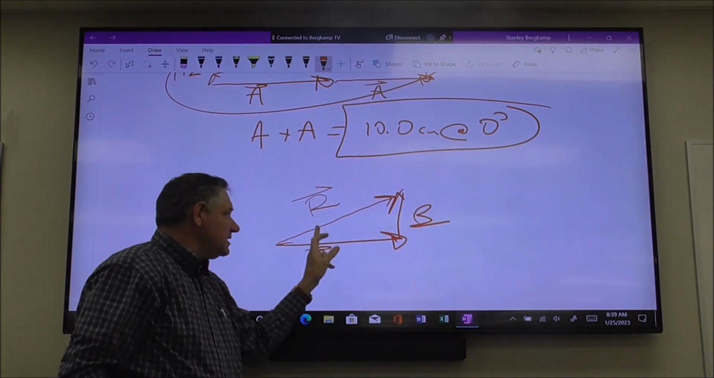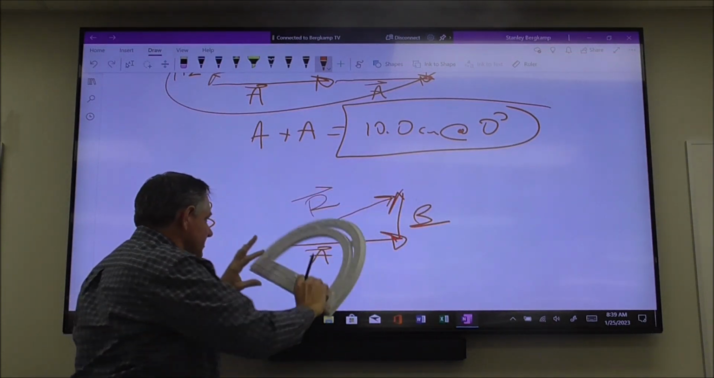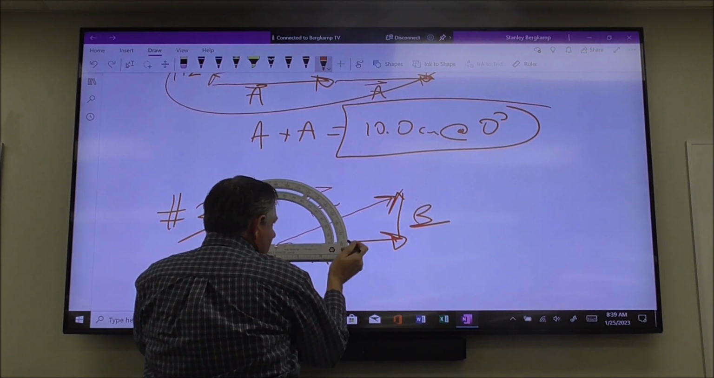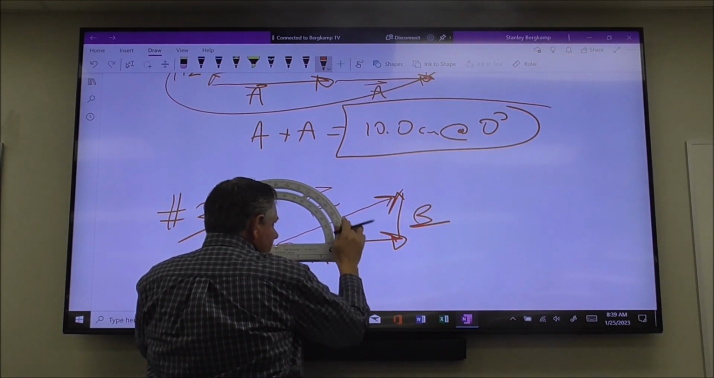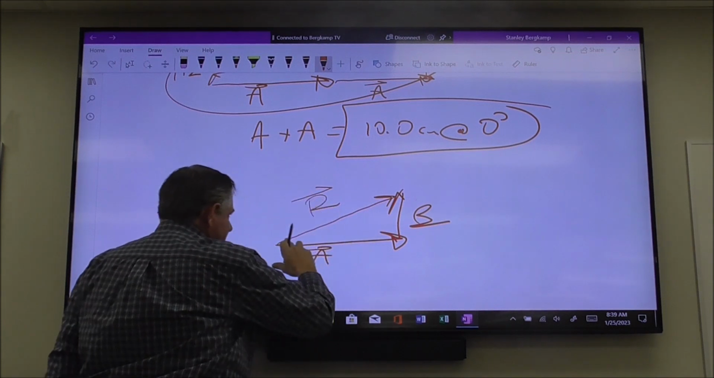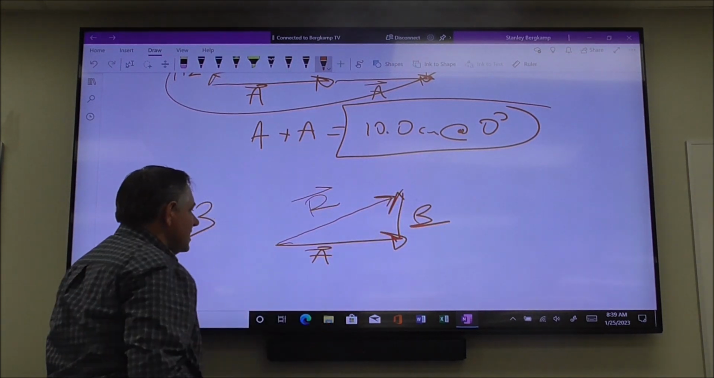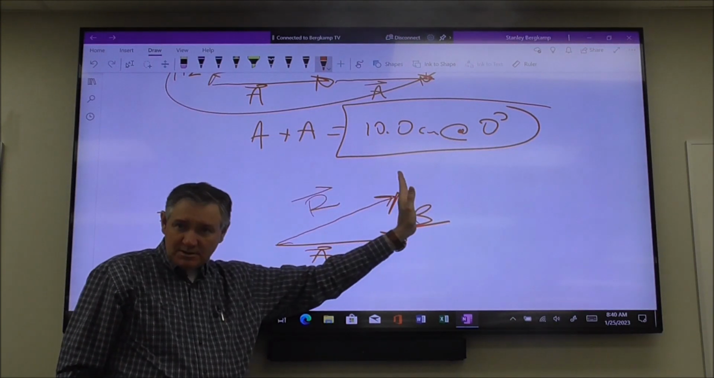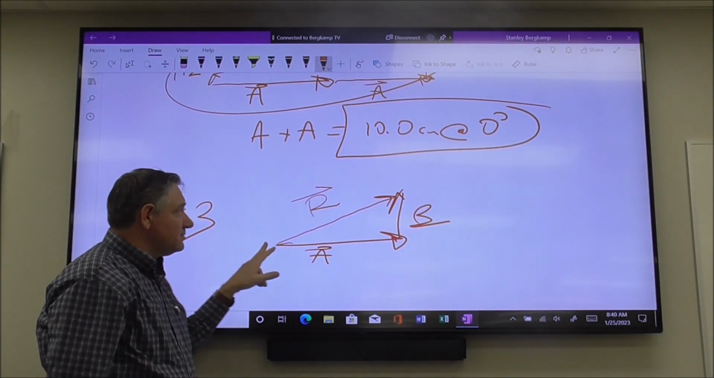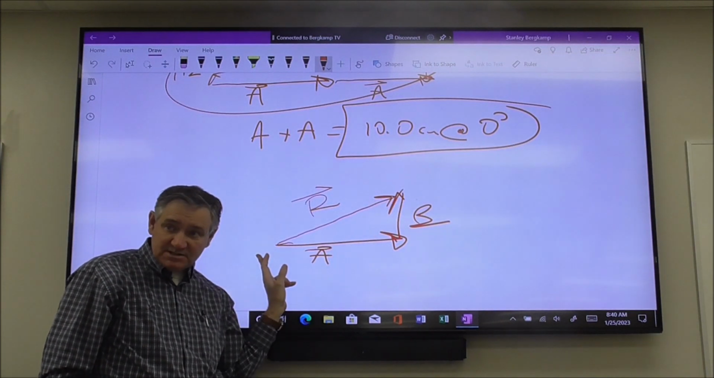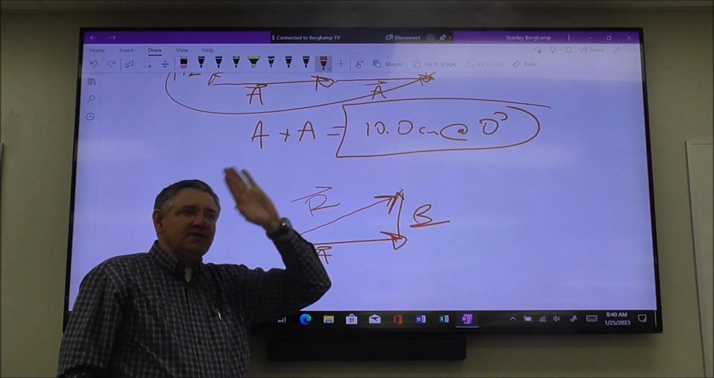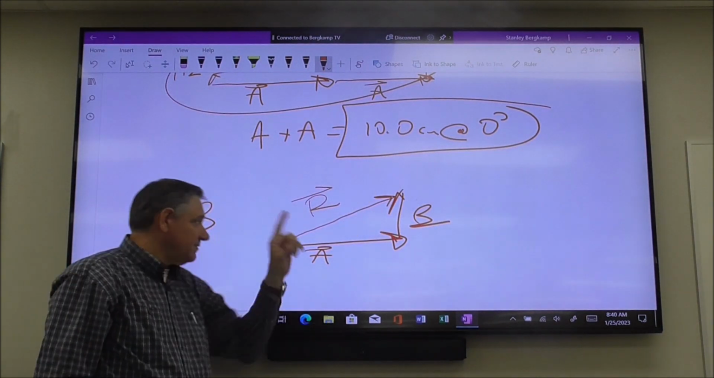Now, I need this angle. So I'm going to take my protractor, set that back here. I'm going to measure this angle right here, which in this case is like 24 degrees. And then I'm going to measure that length from here to here. So when you get done with number 3, this is roughly what this thing is going to look like. You're going to measure this angle, you're going to measure this length. There's the value of the result.